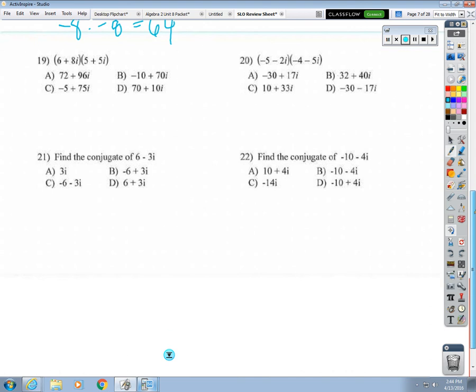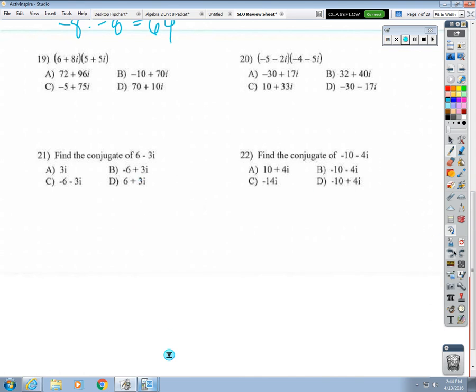Okay, number 19. What would you do on this one? FOIL. 6 times 5 is 30. 6 times 5i is 30i. 8i times 5 is 40i. And 8i times 5i is 40i squared. Well, can't the 30i and the 40i combine to what? 70i. What's i squared equal? And so that makes the 40 a negative 40, and 30 minus 40 is negative 10, which is B.